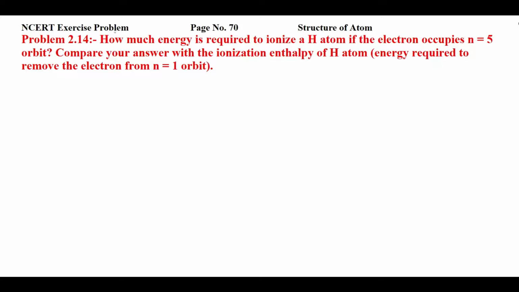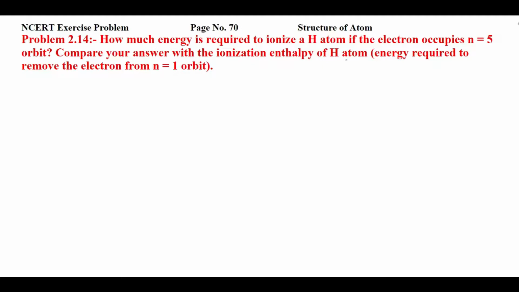Students, this is NCERT exercise problem 2.14 from page number 70 of structure of atom, right? So let's read the statement. How much energy is required to ionize a hydrogen atom if the electron occupies n equal to 5 orbit? Compare your answer with the ionization enthalpy of hydrogen atom, energy required to remove the electron from n equal to 1 orbit. Okay, so this question is split into two parts.